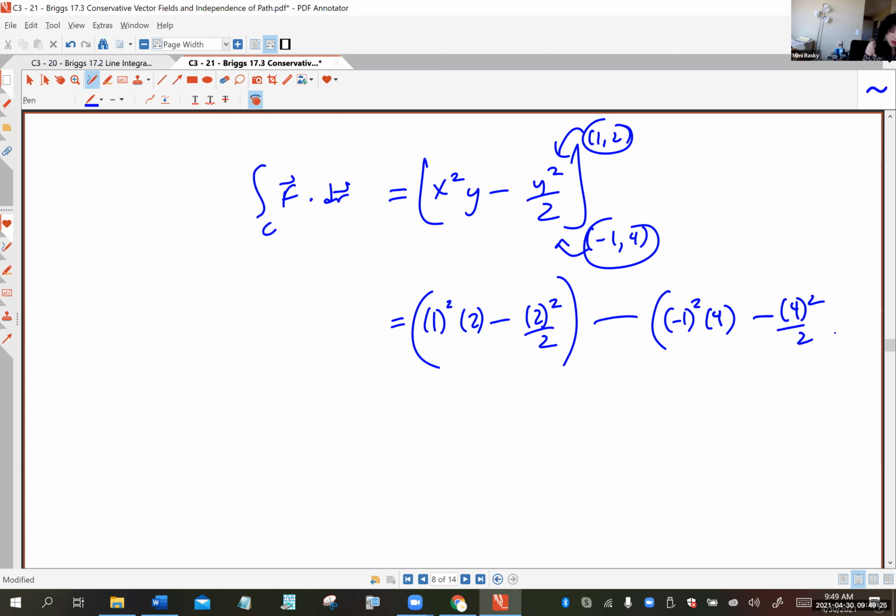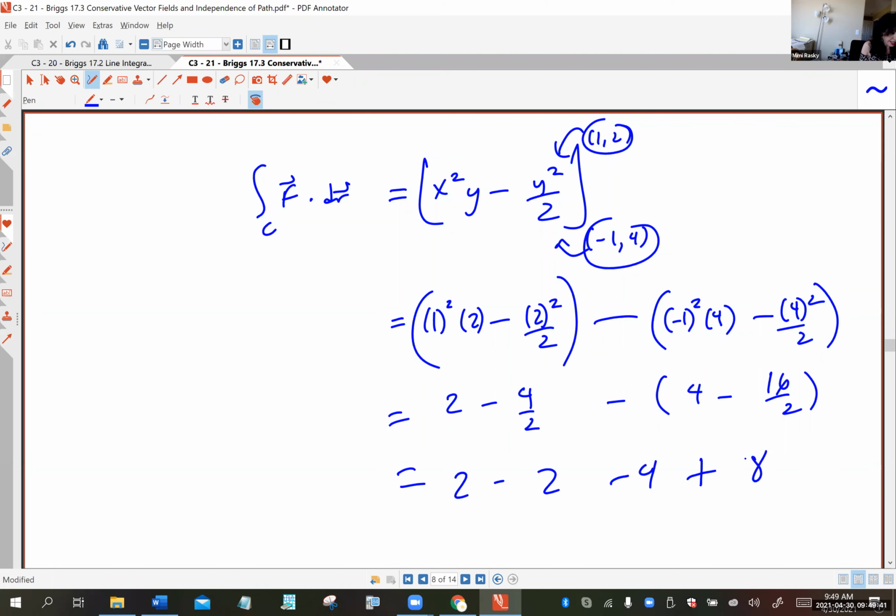Yes, it matters the order. Don't blow this and do it backwards. I will take off a lot of points because that's no good. What do I get here? Okay, and I get 2 minus 2 minus 4 plus 8, and add it all together, and I get 4. Fine.